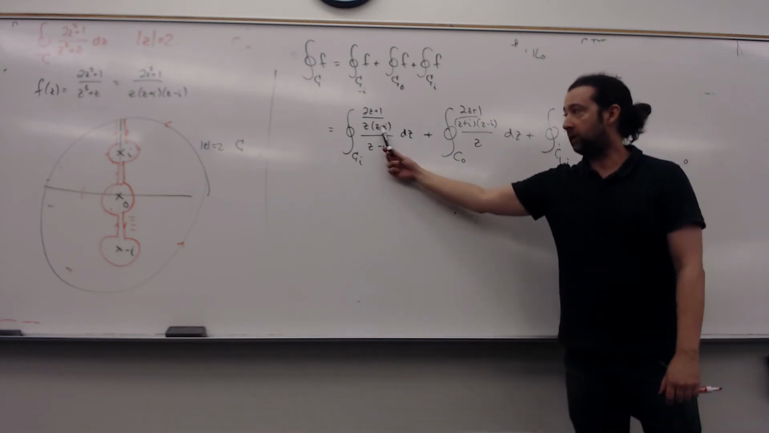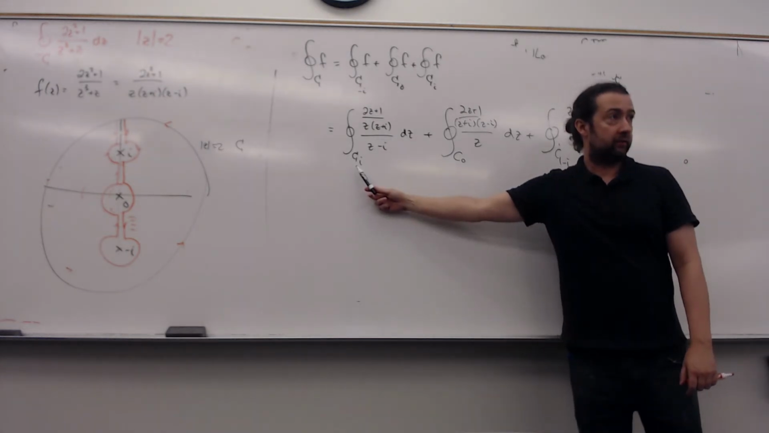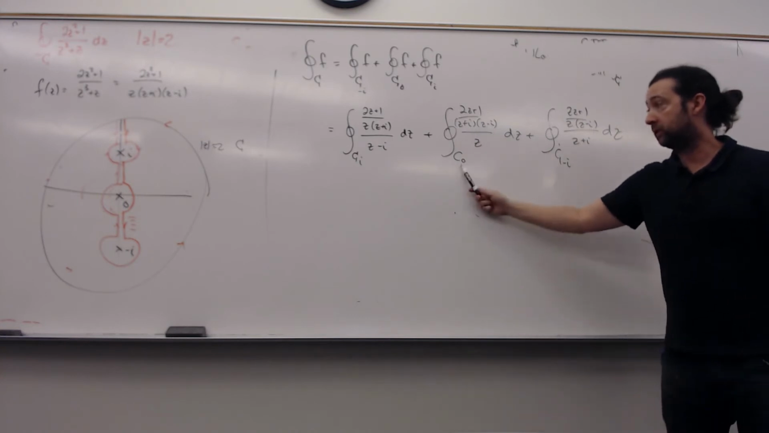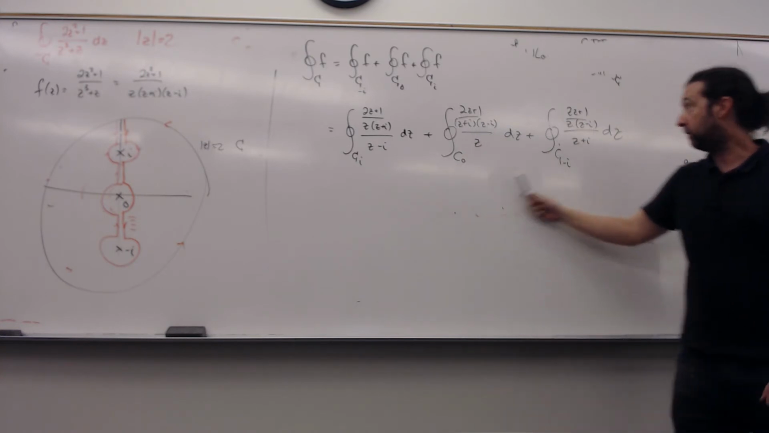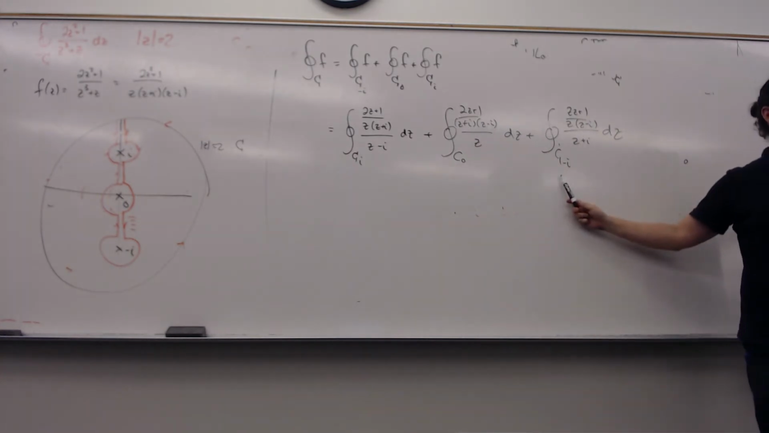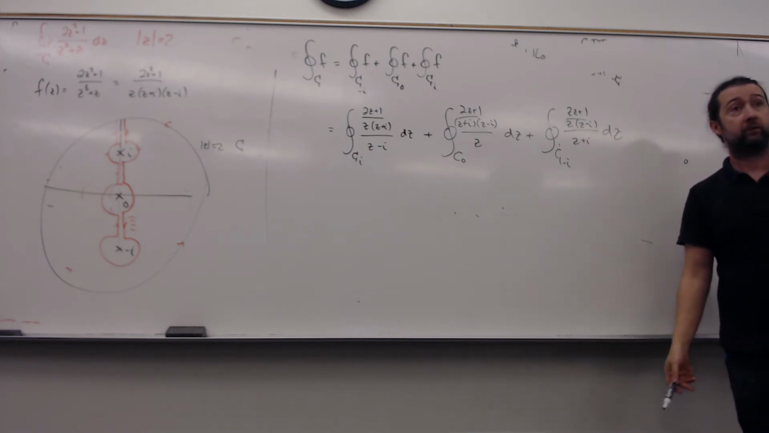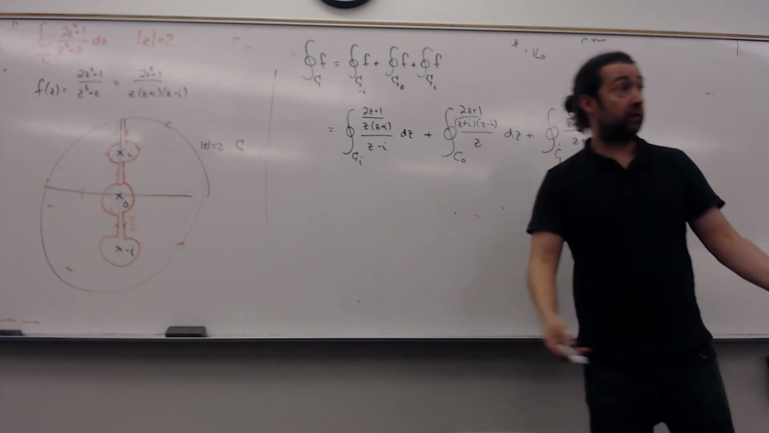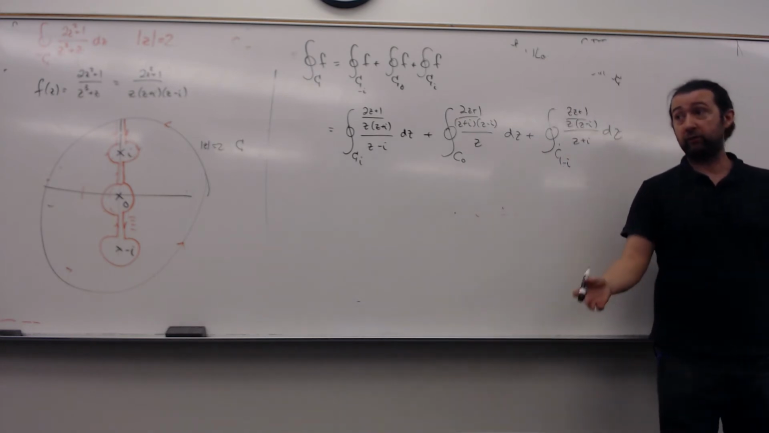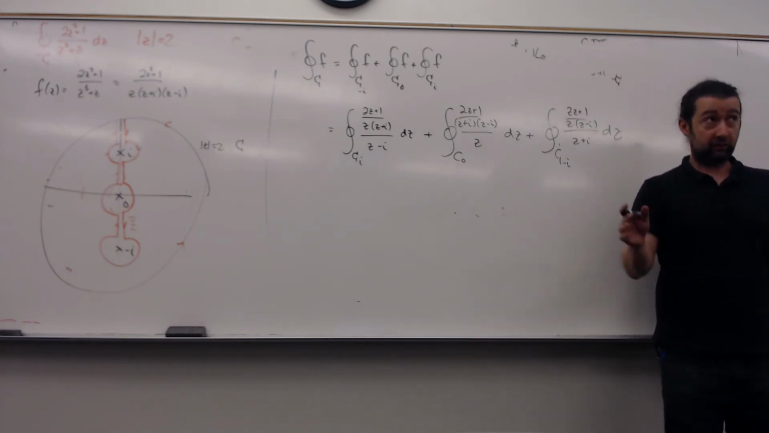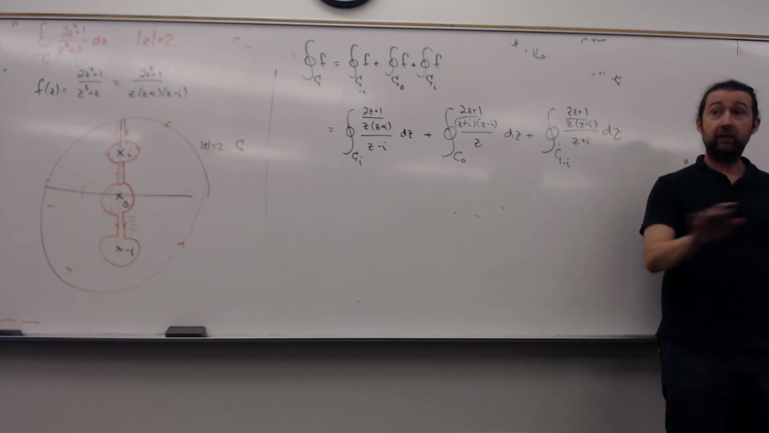This function is analytic on the inside of that set. This function is analytic on the inside of that set. And this function is analytic on the inside of that one. That lets me apply the Cauchy integral theorem 3 times. So the idea that we're building here too, where it's 2 pi i times the value of the function, is going to be formalized in something called the index theorem eventually.